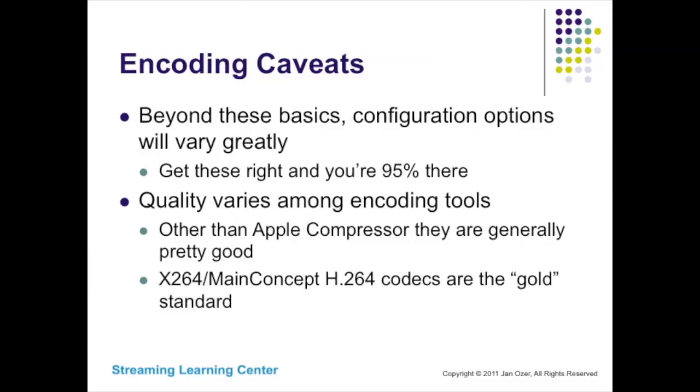Beyond these basics, as I said, configuration options are going to vary greatly. Some encoding tools give you very few H.264 options, like Adobe Media Encoder and Compressor. This version of Squeeze debuted very extensive controls over the MainConcept H.264 codec. Now they give you pretty much all the controls that MainConcept makes available to them. And if you're a Handbrake fan, it's interesting that Sorensen also implemented x264 in this interface with full control over all parameters. So this is the first commercially available GUI tool that gives you access to x264 and all of its encoding parameters.